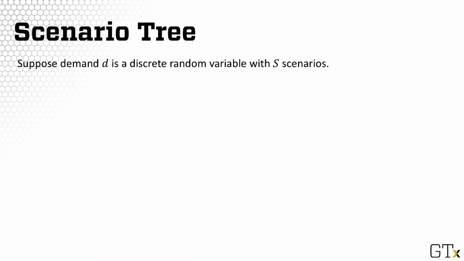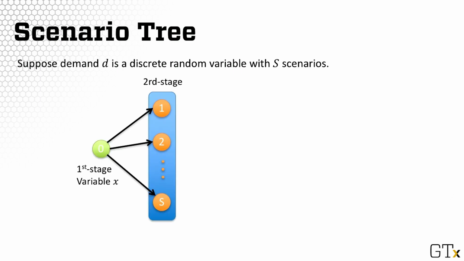And to represent this key structure, we introduce the so-called scenario tree. Suppose demand is a discrete random variable, which is the practical case and the only case that we can actually solve computationally. So here is the scenario tree. We have a root node here, matching the first problem in the previous slide. This represents the first stage problem with the first stage decision variable X. This decision is made before demand is realized.